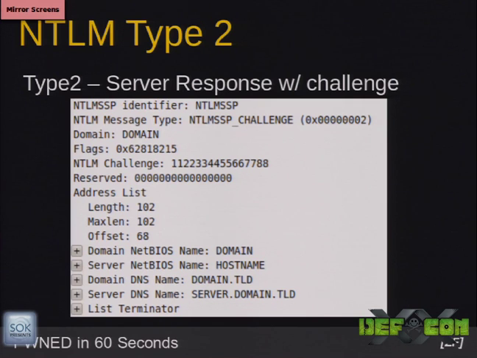So the server responds with a type 2 message saying, all right, here's what I support. Here's my domain name, here's my host name, and here's its challenge. Use this challenge to salt your password hash with, so it's unique every time and you can't replay it back over and over and over in the same request.